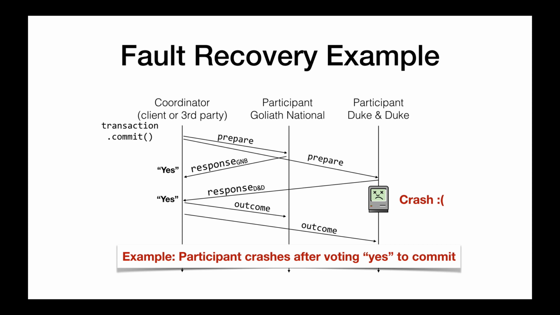Let's think about what things could go wrong here and how we need to tolerate this. This participant did vote yes. Our key rule was that if you ever voted yes to say the transaction should go through, the only way that you can abort is if you hear the abort message. So just because we crashed, we still need to be able to commit.